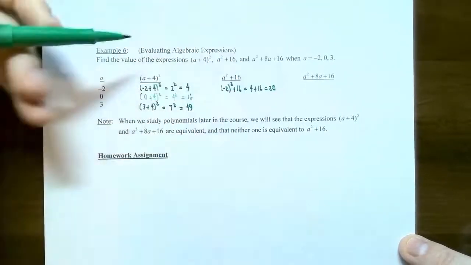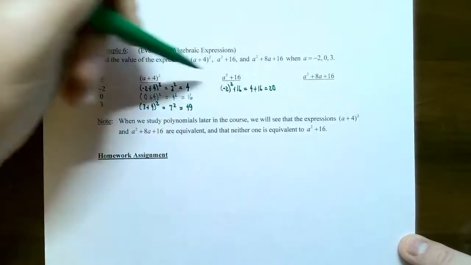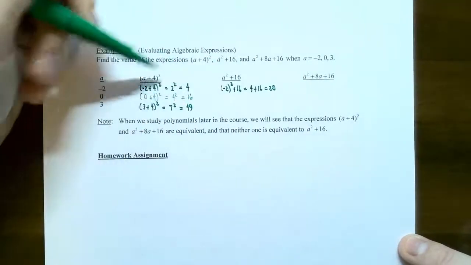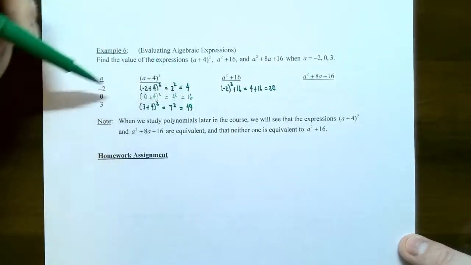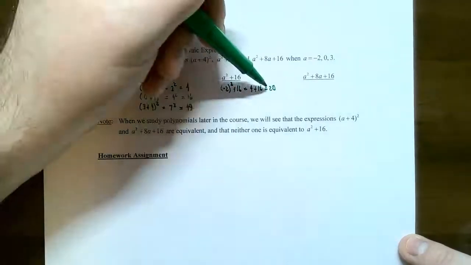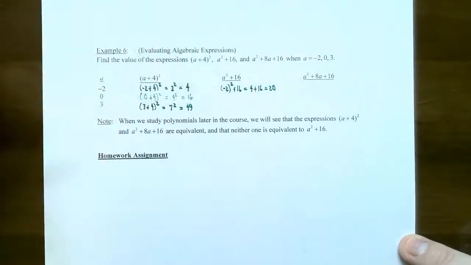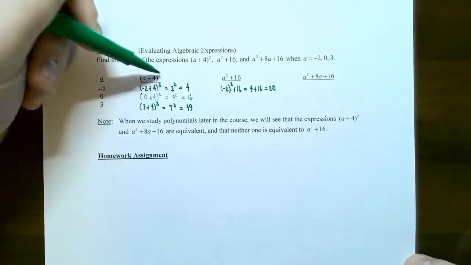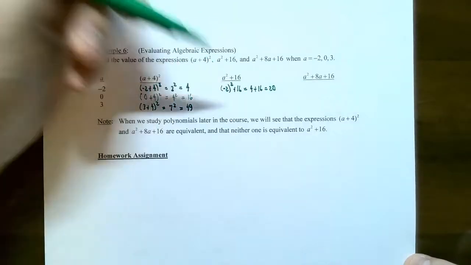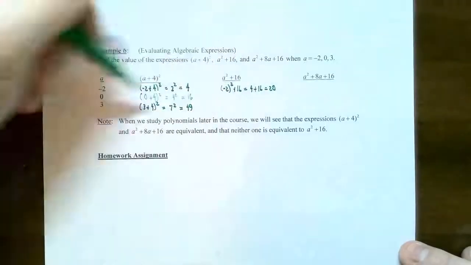So notice that these two algebraic expressions are not the same, because you don't get the same value when you plug in a. If you plug negative 2 into this expression, you get 4. You plug negative 2 into this other expression, you get 20. So these two algebraic expressions are not equal. In other words, you can't just square the a and square the 4. That's not equal.